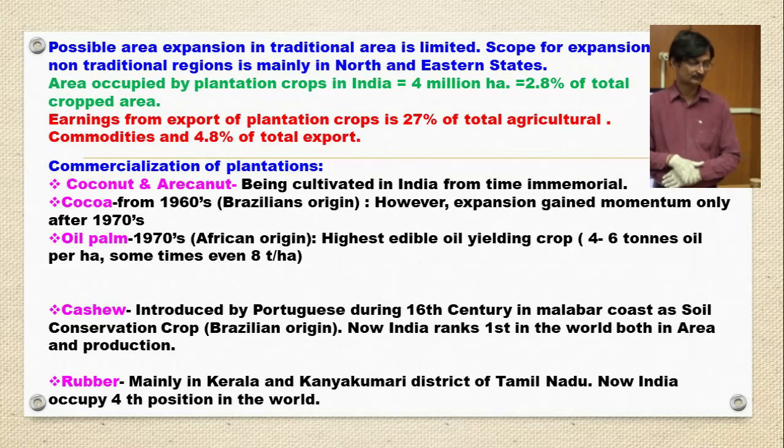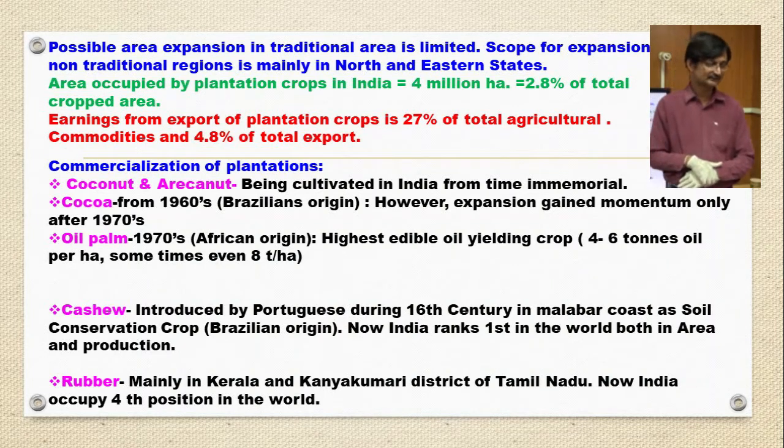Commercialization of plantation: coconut and areca nut have been cultivated in India from time immemorial, since the very beginning. Cocoa from the 1960s, of Brazilian origin; however, expansion gained momentum only after the 1970s. Oil palm, of African origin, in 1970, is the highest edible oil yielding crop, and it produces 4 to 6 tons oil per hectare, and sometimes even in the tune of 8 tons per hectare.